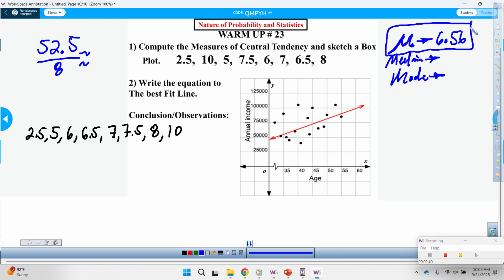Lolly, pass on one. Median. Jake, median or Q2. That is correct. 6.75. Label that Q2. 6.75. Everyone, mode. No mode. Okay. So now we need to build our box plot, which means we need Q1 and Q3.